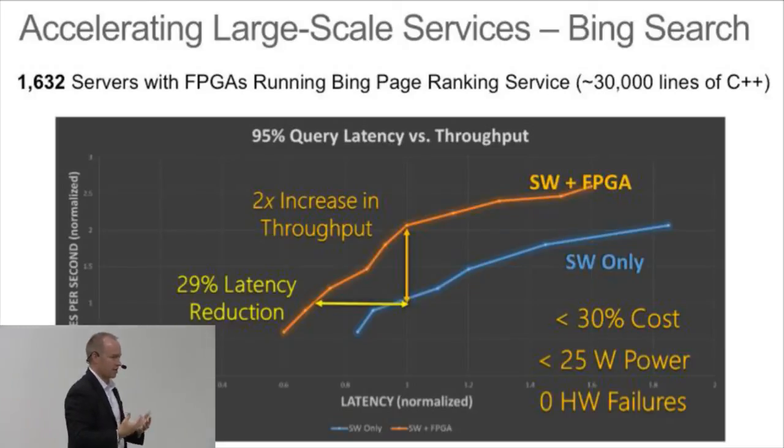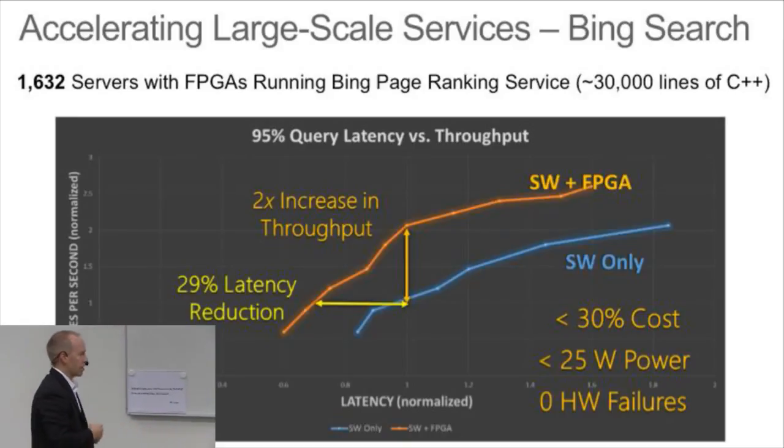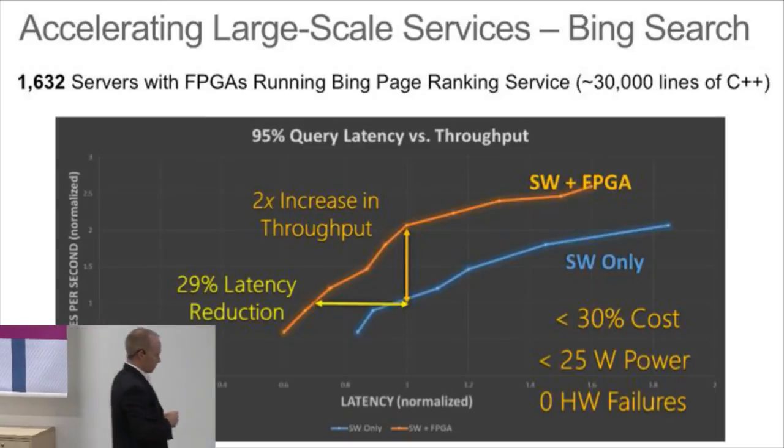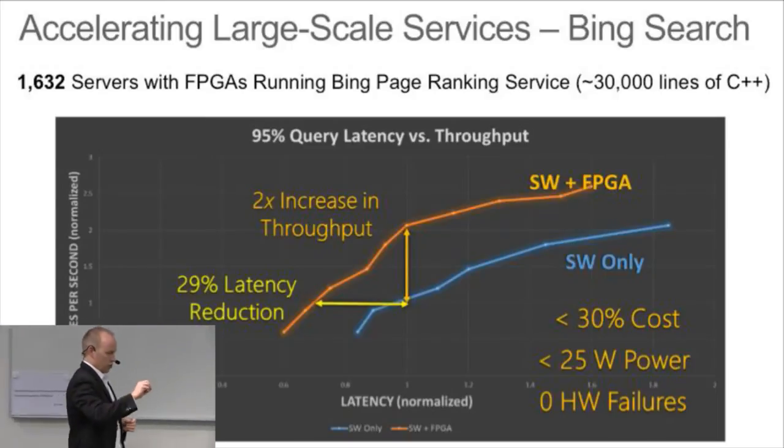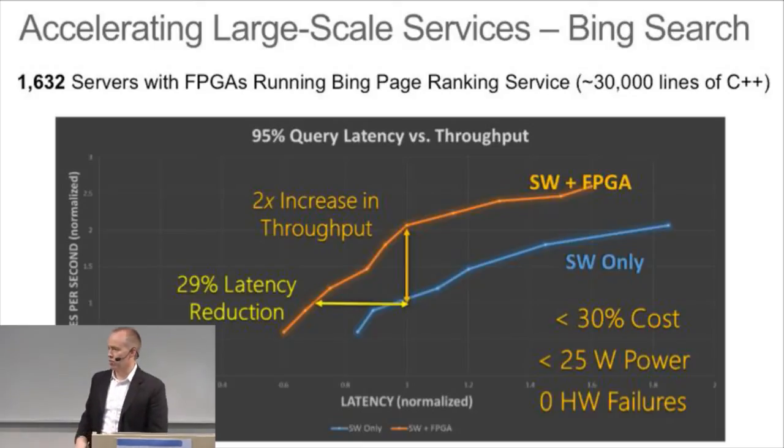And if you can't meet it, then you need to back off on the aggressiveness of your ranking algorithm so you free up some CPU so that the servers get less loaded and can run faster. Or you turn down the query load by buying more machines. The blue line shows the throughput-latency trade-off curve for when we ran ranking in software. The red line shows what happened when we put in the hardware fabric.